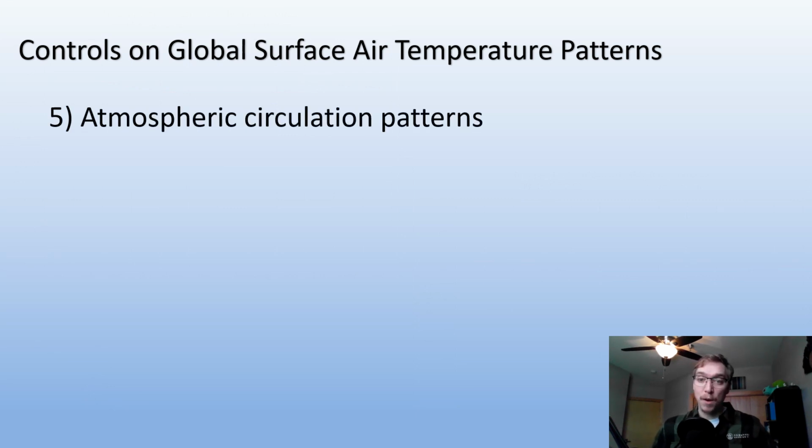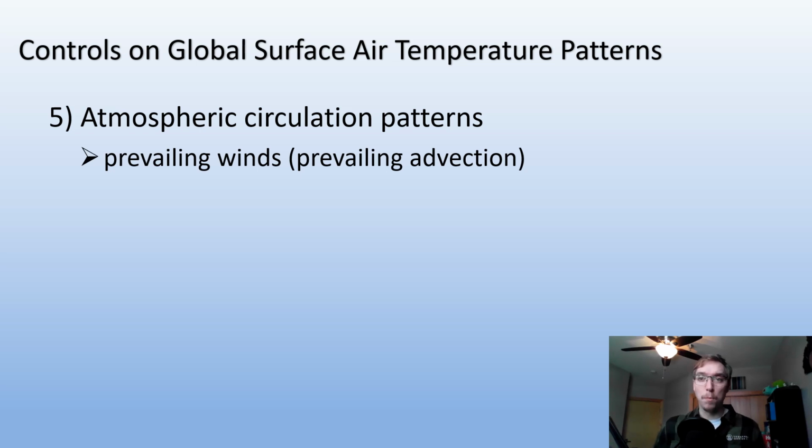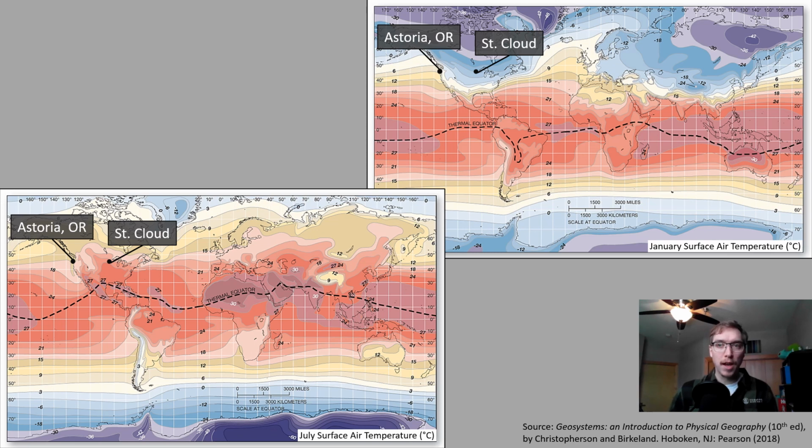Atmospheric circulation patterns are another major driver. Prevailing winds, or what we call prevailing advection. Here again, we can look at Iquique and St. Cloud. But let's throw in Halifax. So some of these big patterns that we can see in atmospheric circulation going across our world can have big effects on temperature.